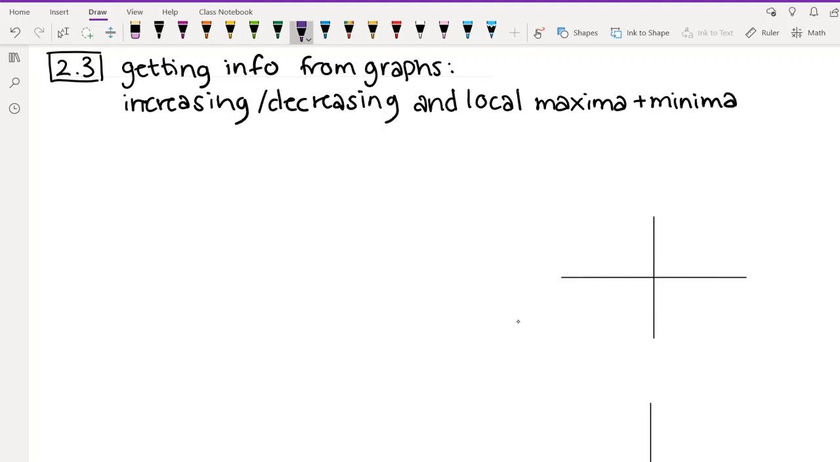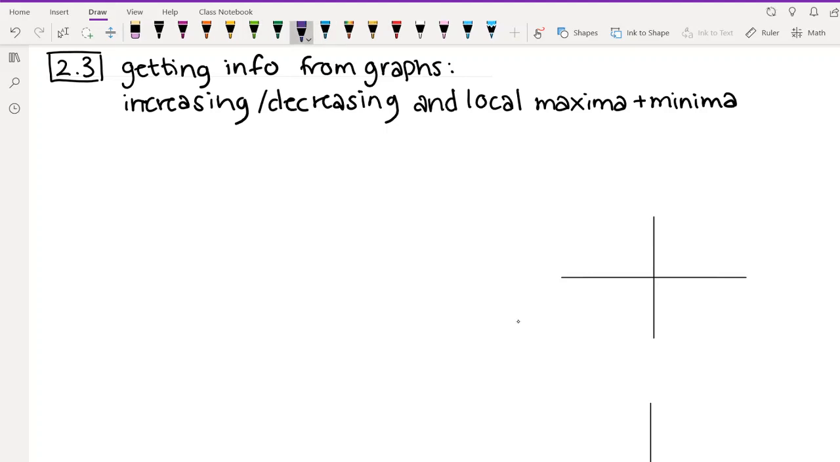So the first one is going to be whether the function is increasing or decreasing, and we'll learn what that means in a moment. And then later in the video, we'll talk about a type of feature of a graph that is called a local maximum or local minimum. So I'll remind you of this later, but you might notice I say maxima, minima. That's just the plural of maximum and minimum. Okay, so let's get into what I mean by increasing and decreasing.